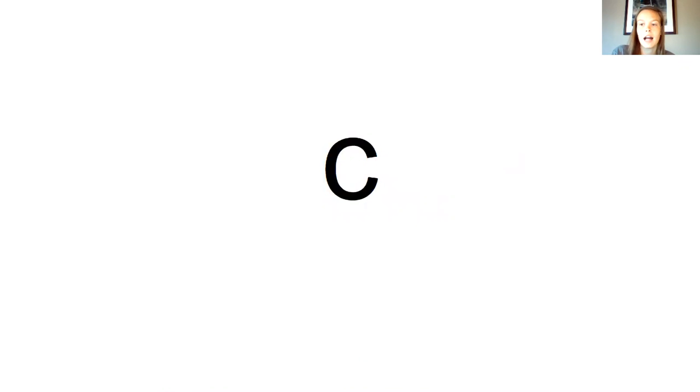B, k, or our soft C also makes the s sound. D, m, f, g, or our soft G makes the J sound. J makes our J sound. L, k, n, x. That one's tricky, so let's say it again.